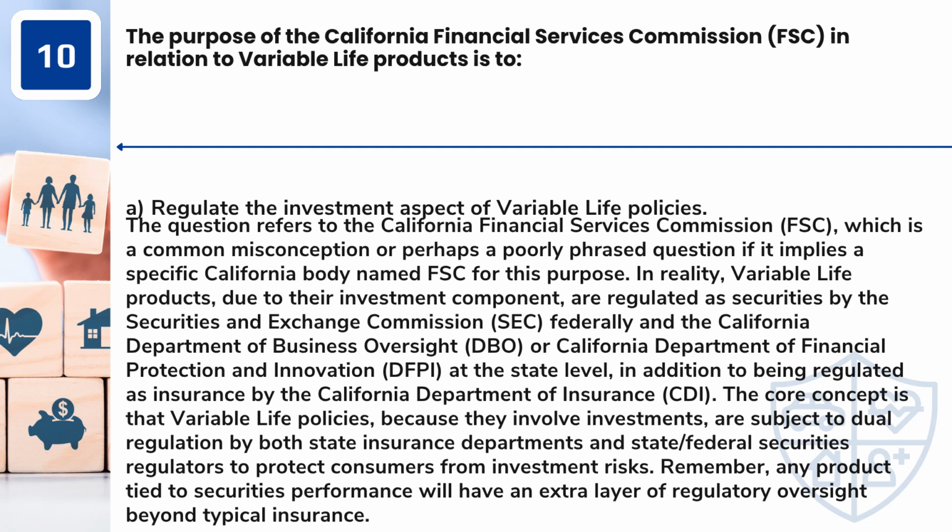and the California Department of Business Oversight, DBO, or California Department of Financial Protection and Innovation, DFPI, at the state level, in addition to being regulated as insurance by the California Department of Insurance, CDI. The core concept is that variable life policies, because they involve investments, are subject to dual regulation by both state insurance departments and state/federal securities regulators to protect consumers from investment risks. Remember, any product tied to securities performance will have an extra layer of regulatory oversight beyond typical insurance.